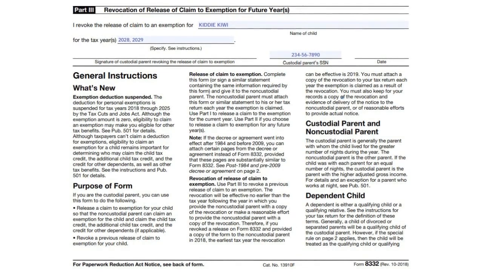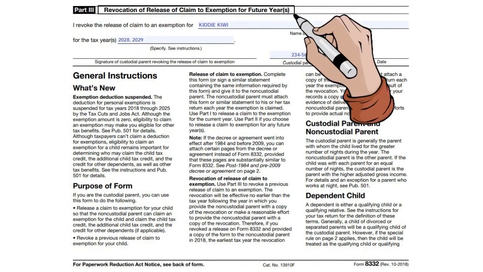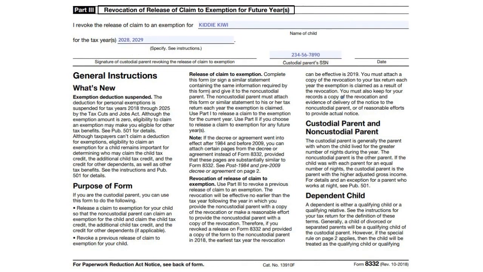Now let's talk about part three here. We are speaking about revocation of release of claim to exemption for future years. Here the process is again similar. You have to say, I revoke the release of claim to an exemption for this child and for the tax year, and the parent that is revoking the release of claim to exemption has to put his or her signature, and also the social security number and the date.